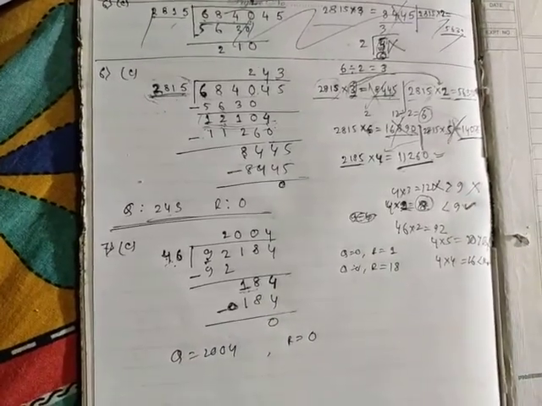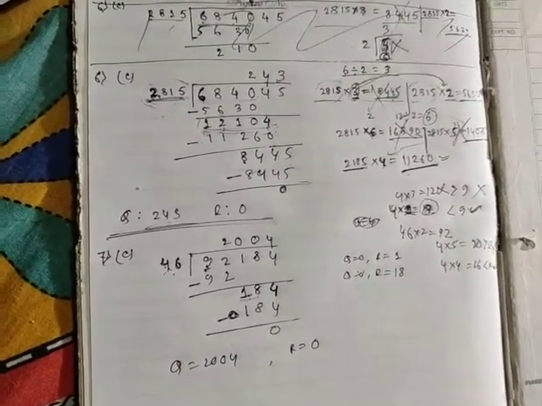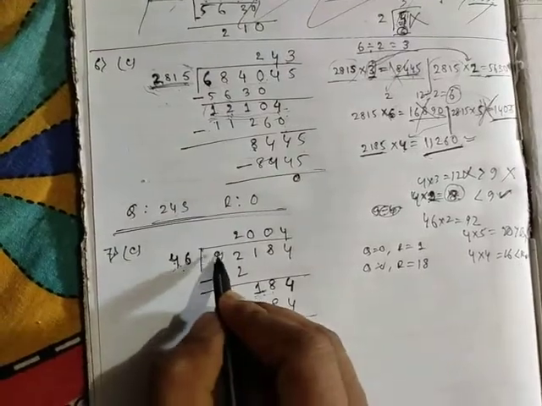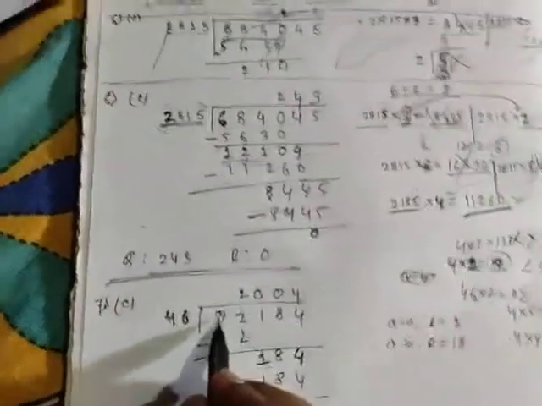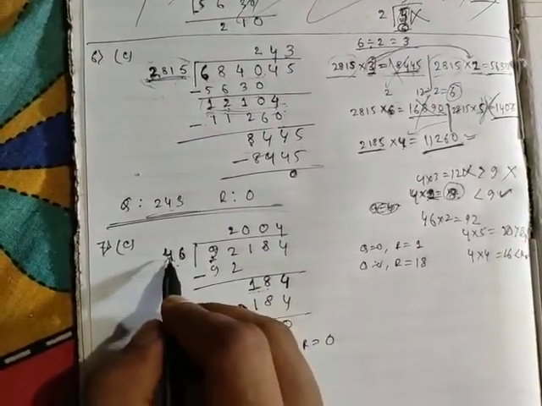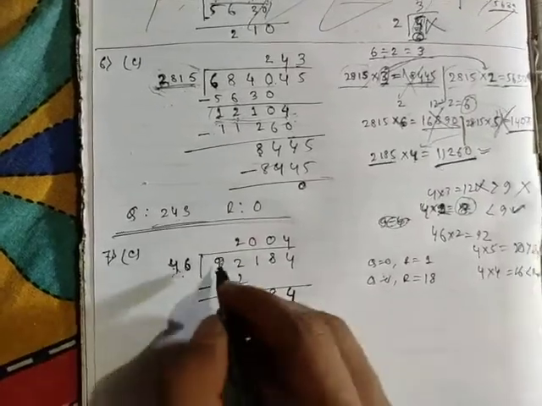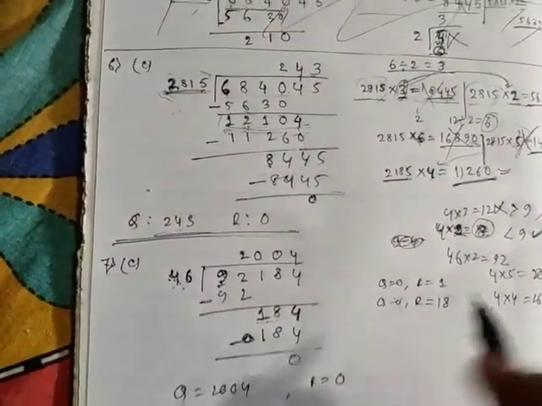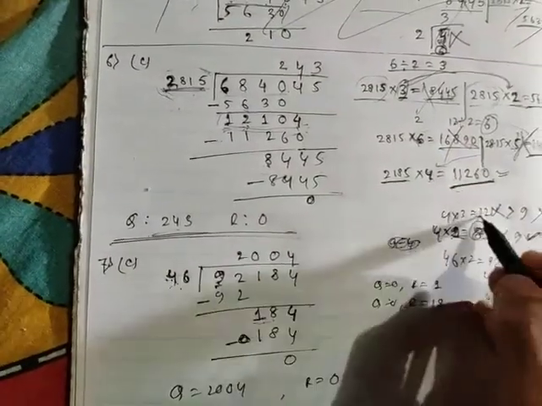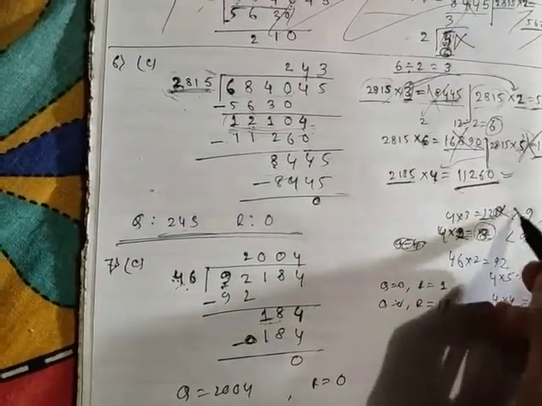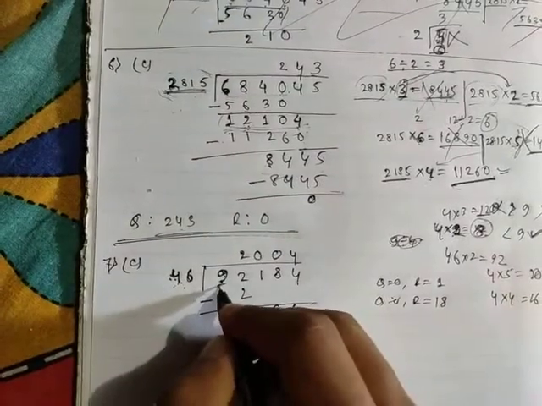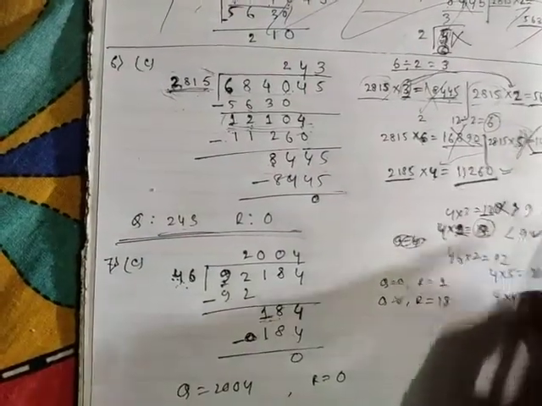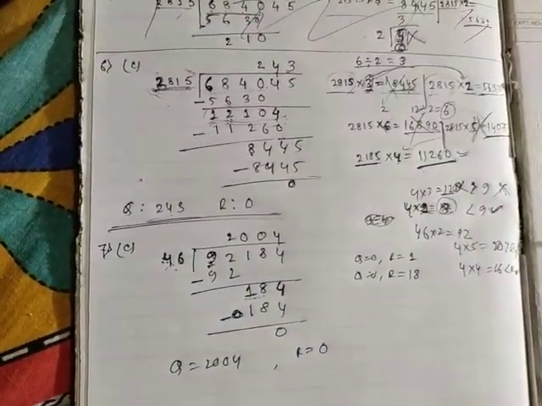Is the process clear? Again I am discussing. We have to take one digit and one digit. 9 is not divisible by 4, so we have to see what number we have to multiply. If we multiply with 4, we will get 12. So 12 is greater than 9. So this multiplication is not possible.